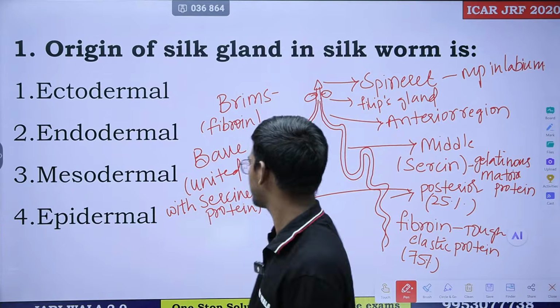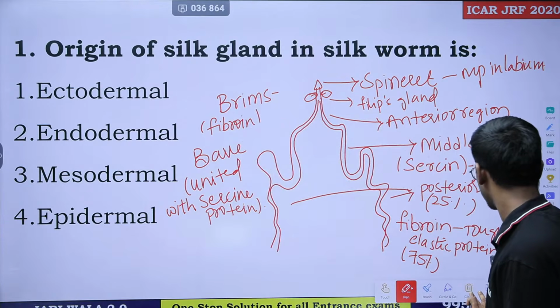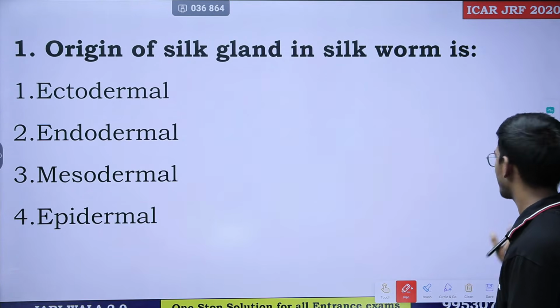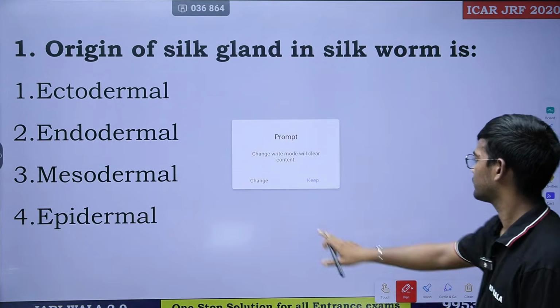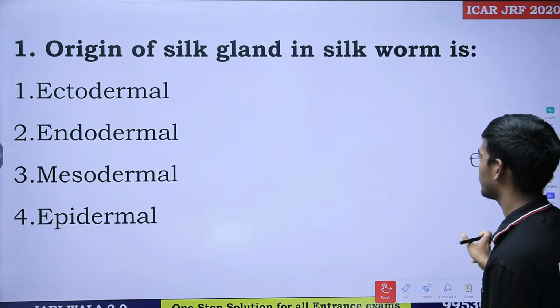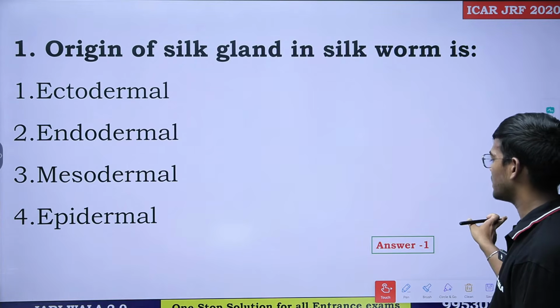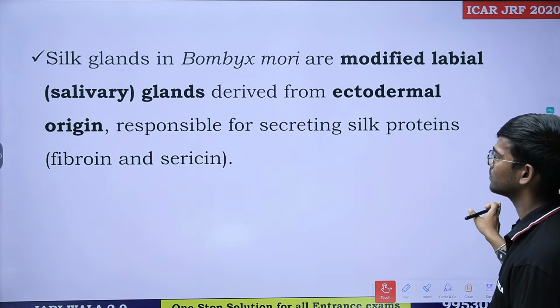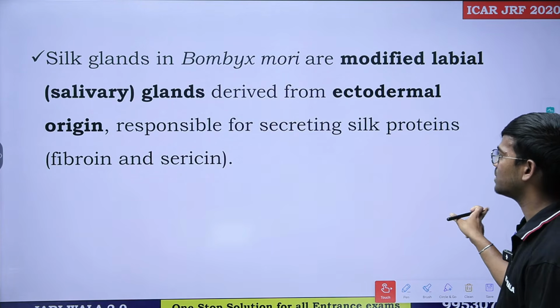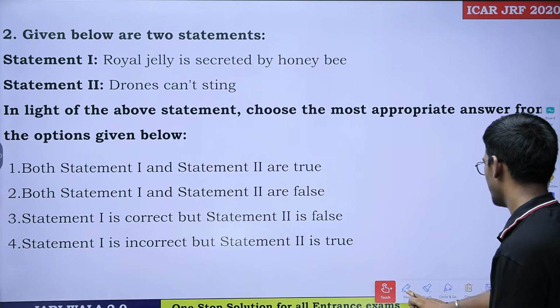Okay. So the answer is ectodermal for this. Silk glands in Bombyx mori are modified labial glands, this is discussed.